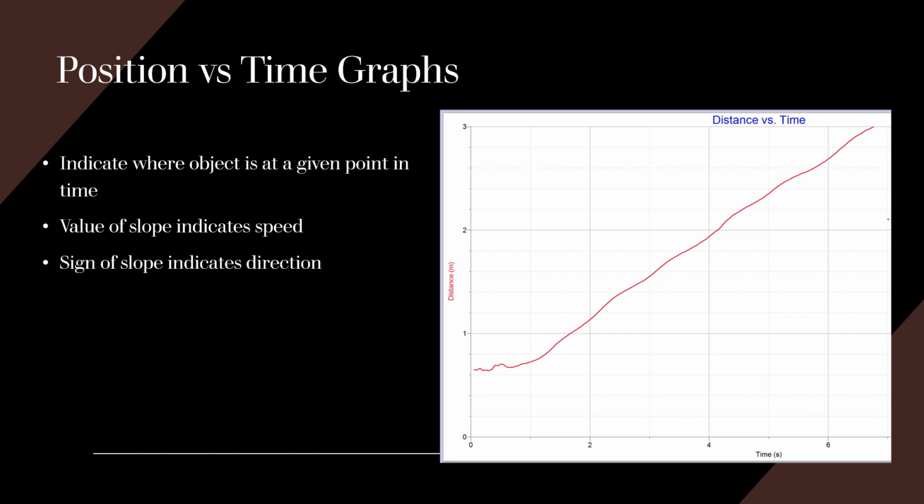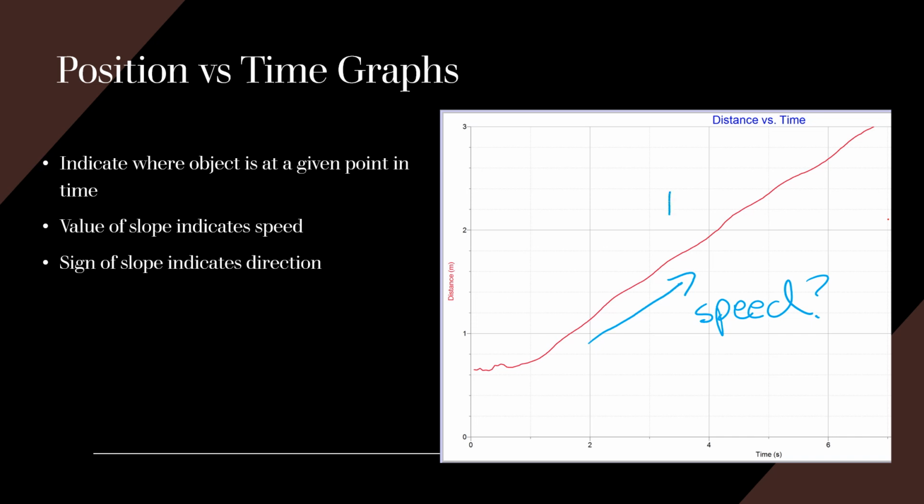Okay, so in this position versus time graph, what does it mean? What's it telling us? Well, they indicate where an object is at any given point in time. So basically, how far away from the detector is that object? Couple things here. The value of the slope indicates the speed. So basically how steep that slope is in this direction is what's going to tell you how fast that object is going. Okay. The sign of the slope is going to indicate direction.